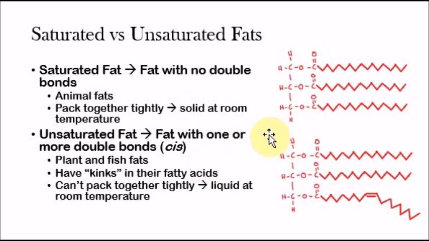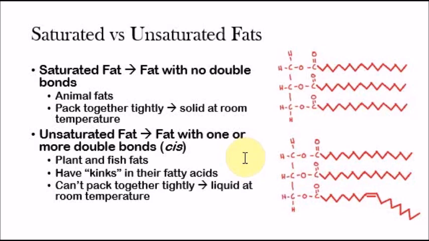Now, unsaturated fats, because they have these kinks, it's harder for these fats to pack on top of each other neatly, because of this jagged structure right here. Since they're not able to pack tightly, they're liquid at room temperature, because it's less dense.